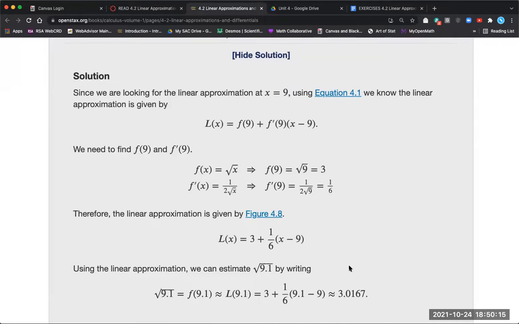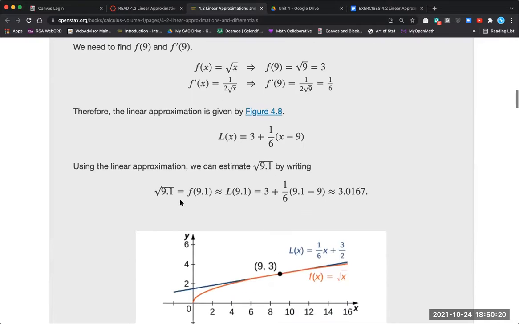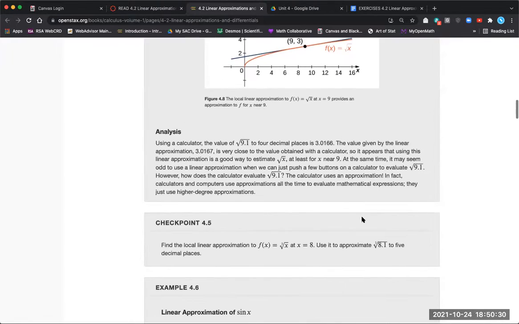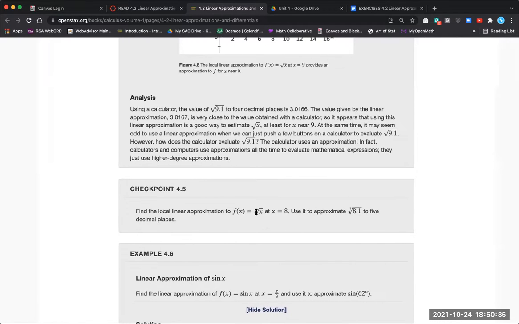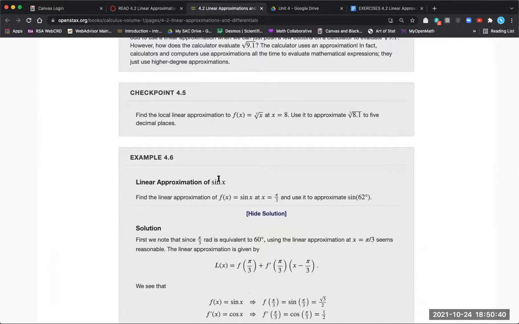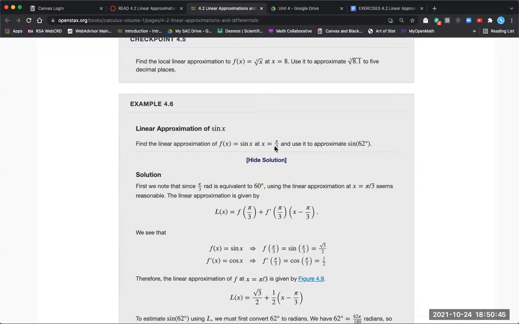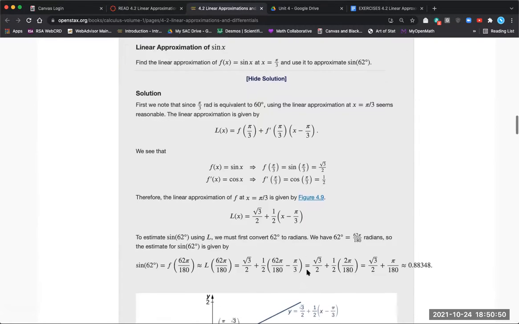Because at 9, I know the answer is 3, I don't need to approximate, but for 9.1, instead of finding the square root of 9.1, I can just substitute into the linear approximation, and you get an answer that's very close to the square root. That's the powerful thing that we're doing here as we're trying to approximate complex functions with a linear approximation. And it even works for trig functions in this example here. We can calculate the approximation at a certain point and then approximate that function using the linear approximation.